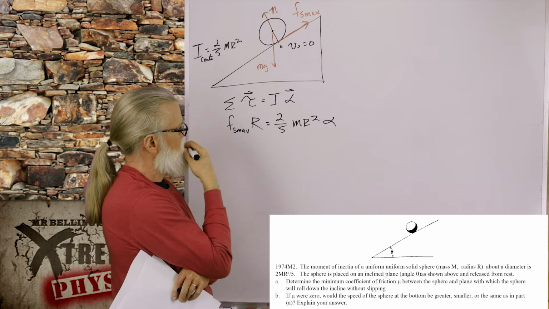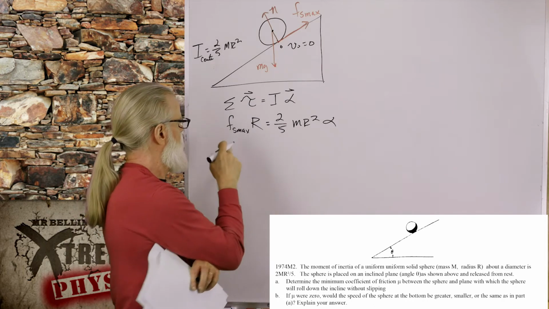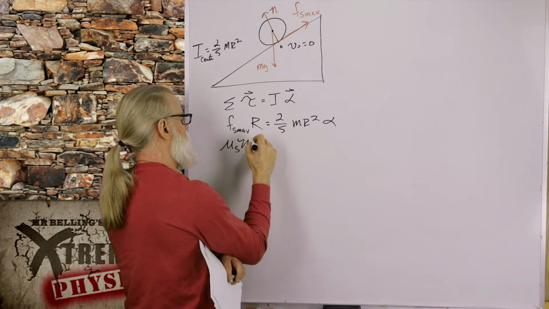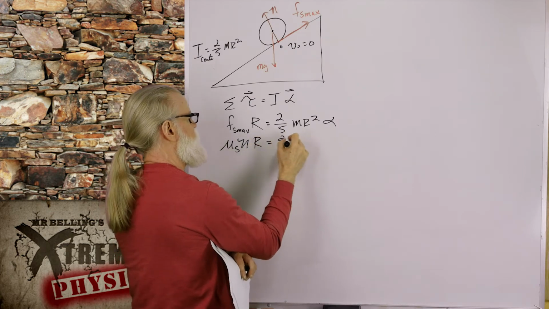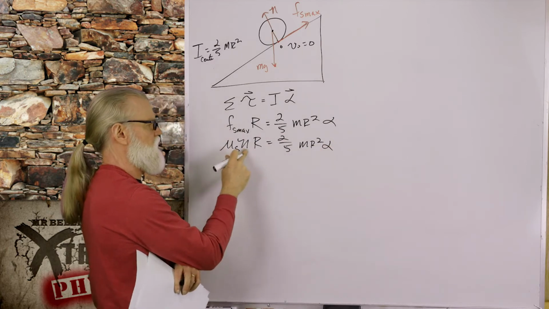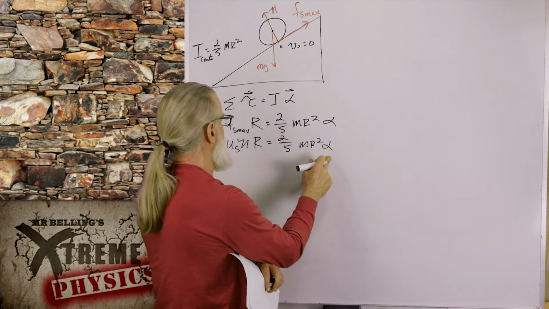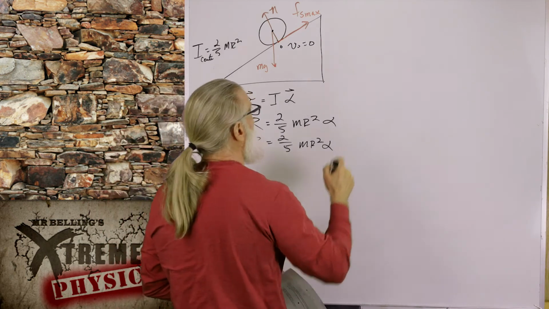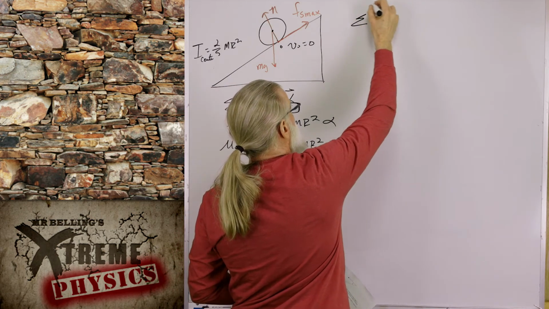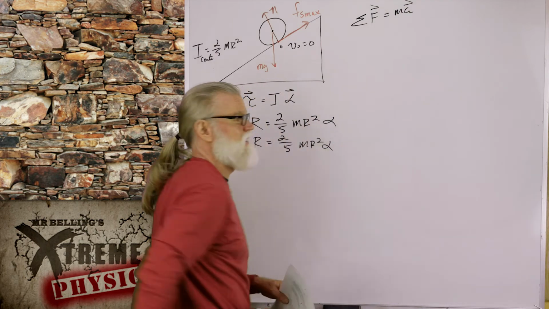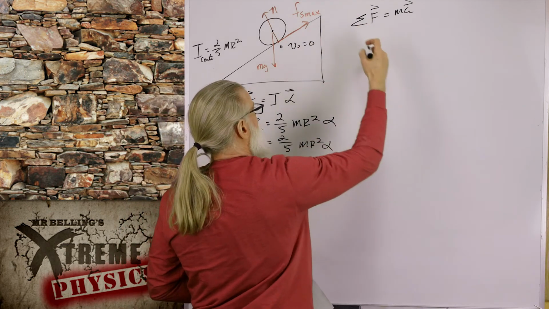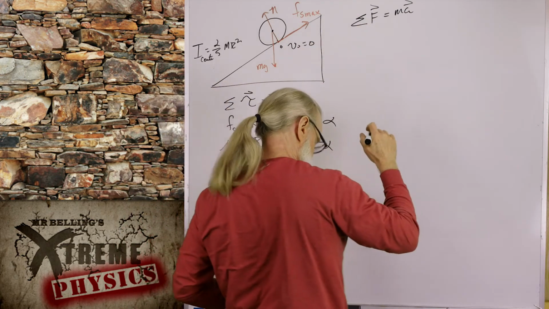All right, so we're going to use that the static friction max is mu static times the normal force, times r, equals 2/5 mr squared alpha. We can't solve this because we don't know the normal force and we don't know alpha. We're going to need more information. Well, we do know that Newton's second law also applies, so the sum of the forces equals mass times acceleration. Let's break that down into x and y. The acceleration is going to be along the x. I'm going to tilt the axis.